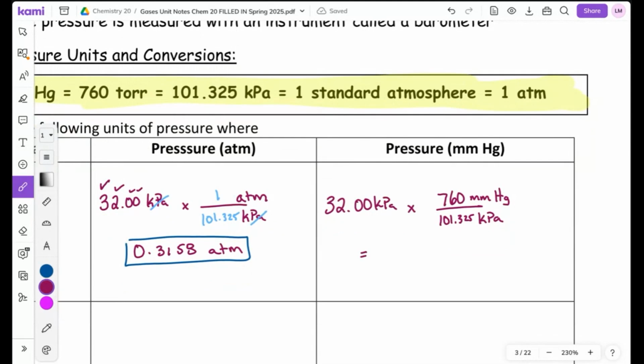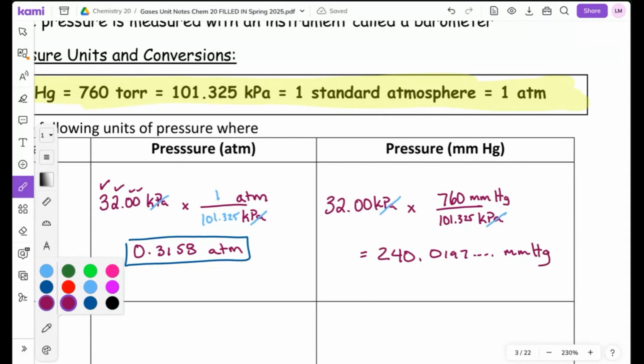Okay, so when I put this into my calculator, what I'm doing is 32 times 760 divided by 101.325. And what I get when I calculate that is 240.0197... The number keeps on going forever. Now the kilopascals cancel out, and we are left with millimeters of mercury.